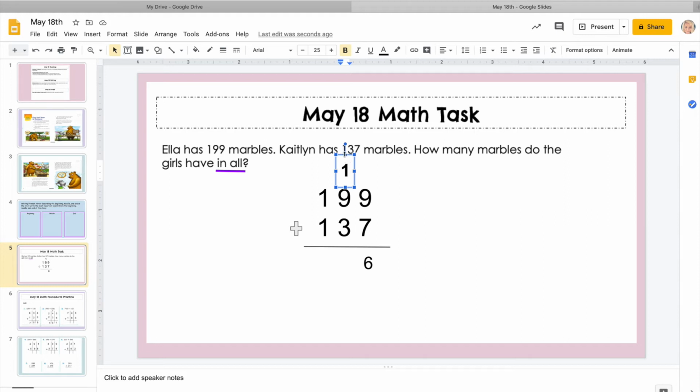Moving on to step 2, we're going to add the tens column, where we have 1 plus 9, and 1 plus 9 is 10. And 10 and 3 more is 13. So that is also greater than 10. So we're going to need to regroup, bringing our 3 down, and then moving those 10 tens over to the hundreds column. Now our third and final step, we are going to add our hundreds column, where we have 1 plus 1 is 2, 2 and 1 more is 3. So we know that the girls have 336 marbles in all.